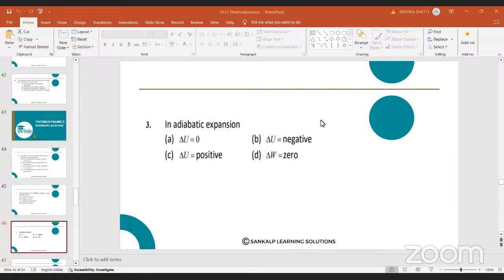Yes, option B. That is, the internal energy is negative. If you eliminate the options, work done 0 is not possible. In case of the adiabatic process, the work done is positive. Okay, the work done is positive during the adiabatic process. So what about the internal energy? Internal energy has three options: 0, negative or positive. What will it be?